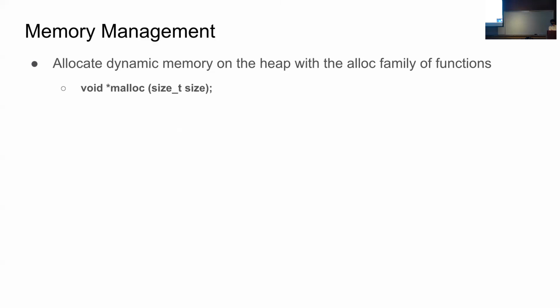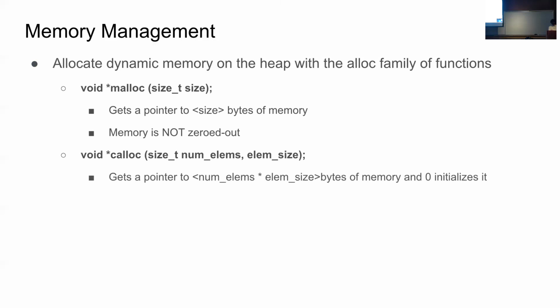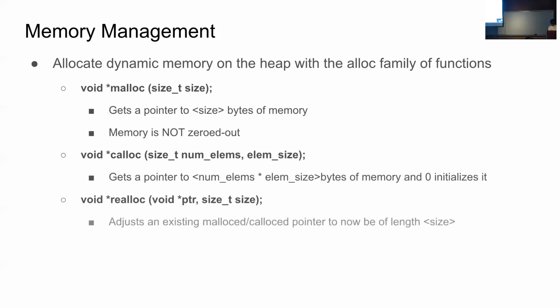Malloc takes in a size of bytes to allocate and returns a pointer. And this memory that you get a pointer to is not zeroed out. So it will hold garbage values initially, right? Versus calloc, where you put in a number of elements and an element size, and it'll calculate that, give you some pointer to a number of bytes, and they'll all be zeroed out.